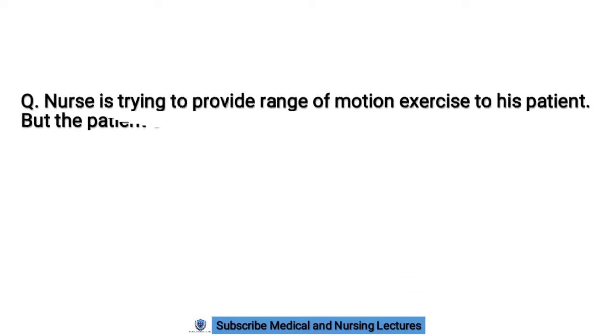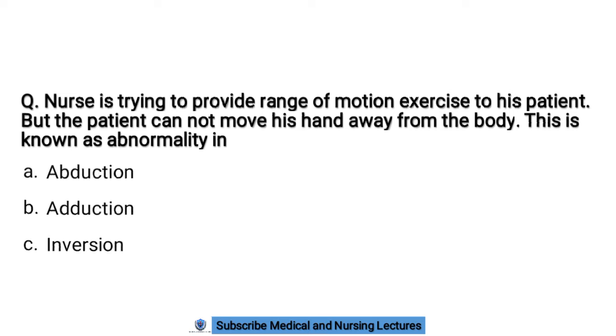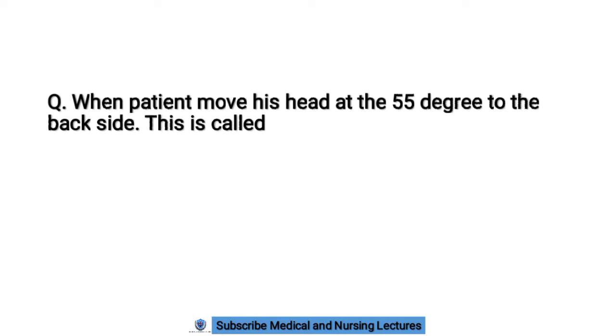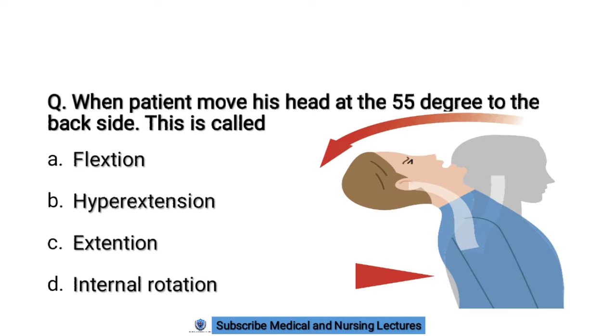The nurse is trying to provide range of motion exercise to his patient, but the patient cannot move his hand away from the body. This is known as abnormality in: option A, abduction; option B, adduction; option C, inversion; option D, eversion. The correct option is option A, abduction. When the patient moves his head 45 degrees to the backside, this is called: option A, flexion; option B, hyperextension; option C, extension; option D, internal rotation. This kind of movement of the head is called hyperextension. The correct option is option B.